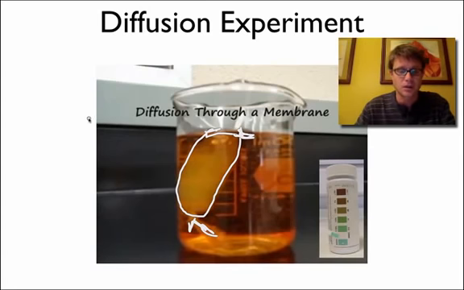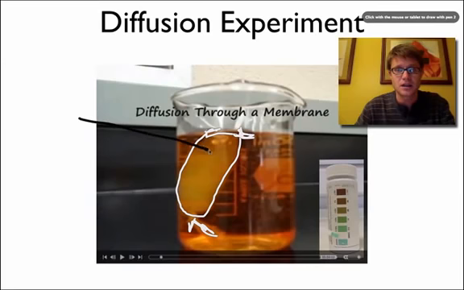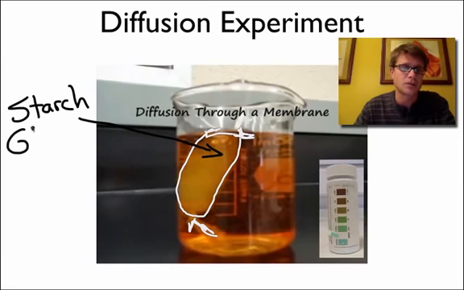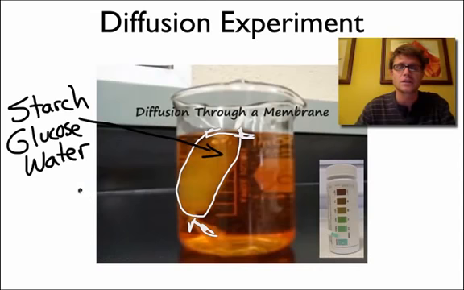And so if we look at what's in there, inside here, we're going to have two things. We're going to put starch in it to begin with. Starch solution, and then we're also going to put glucose inside there. And then the other thing that we put, just to dissolve those, is going to be water. So we have those three things inside the dialysis tubing.